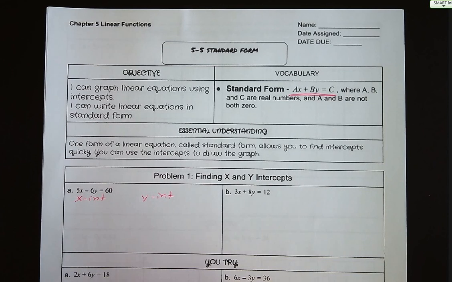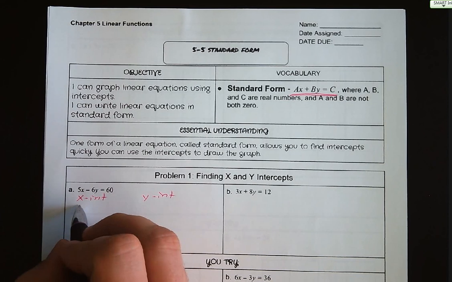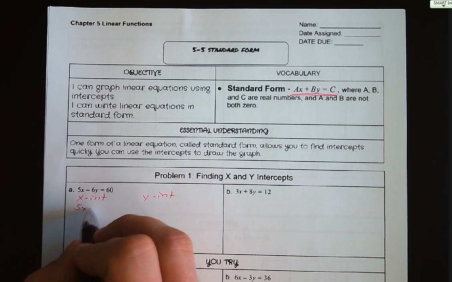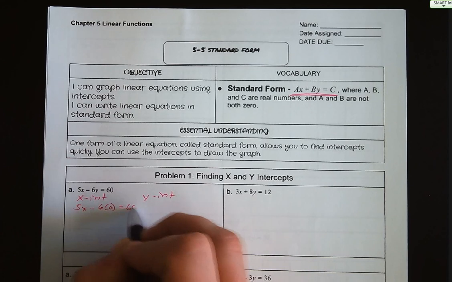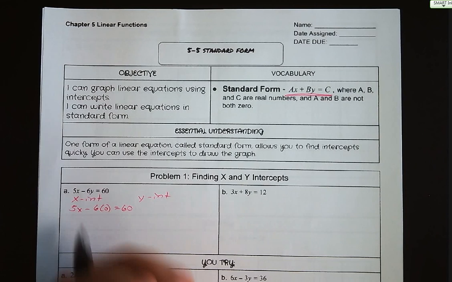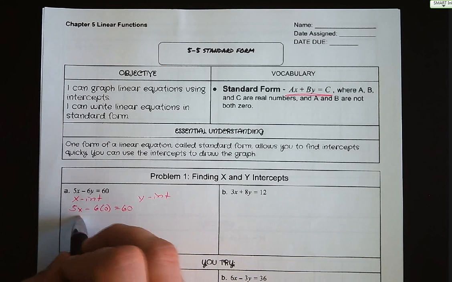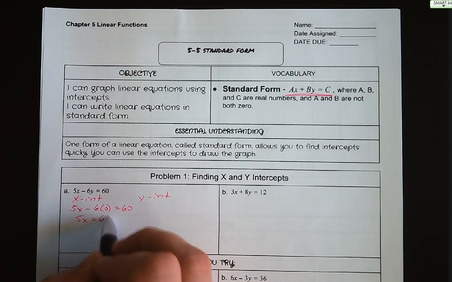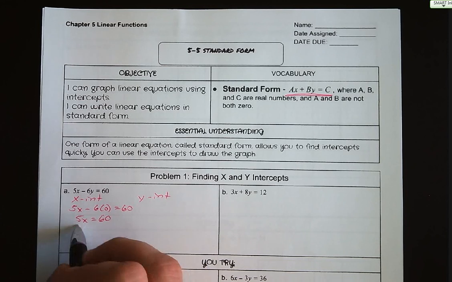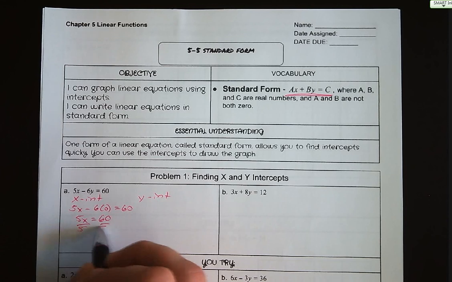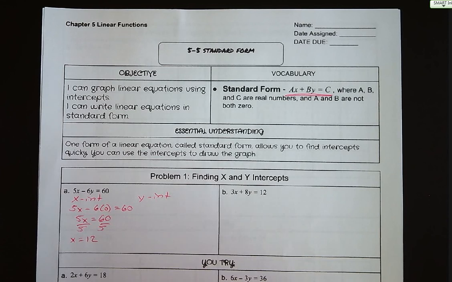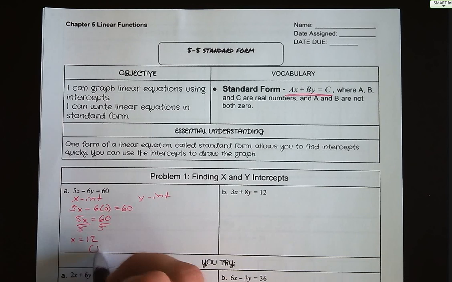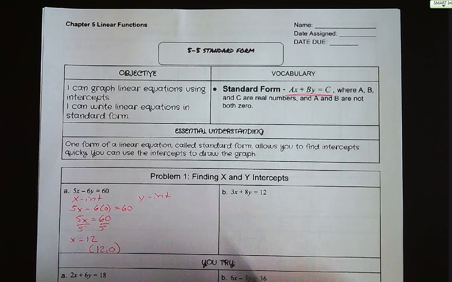So that means we are going to plug in 0 for y, so that when we cross the x-axis, we are 0 above or below the y-axis. So 5x minus 6 times 0 is equal to 60. 5x is equal to 60 when we simplify that. Divide both sides by 5, and x is equal to 12. So that's our x-intercept, 12, 0.